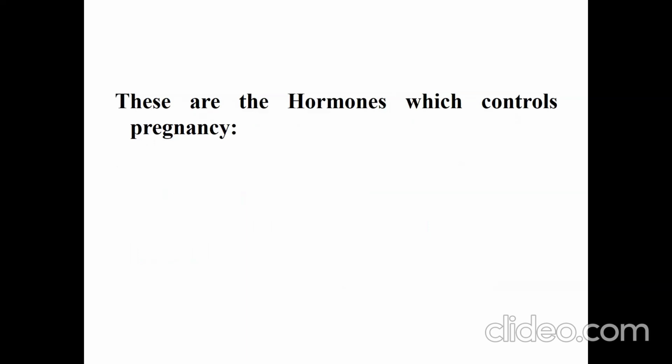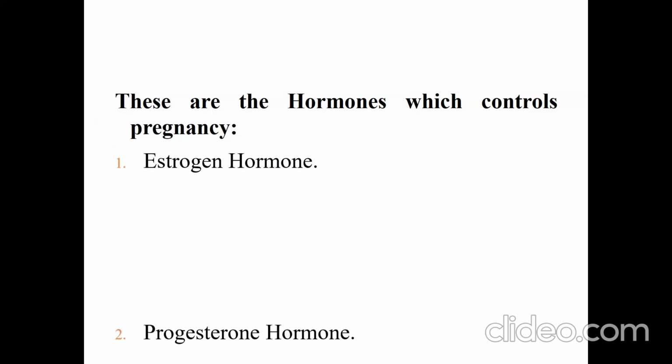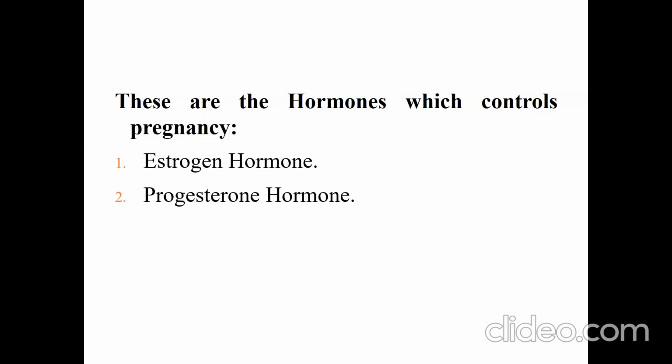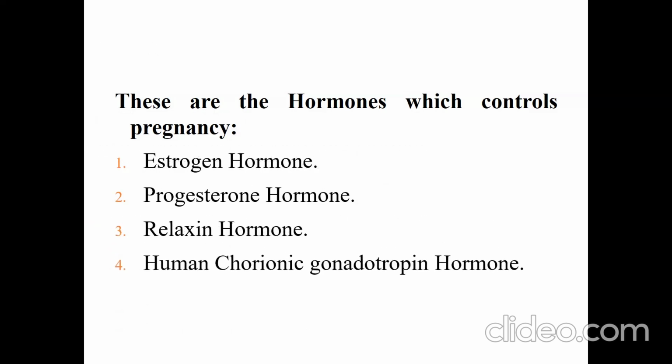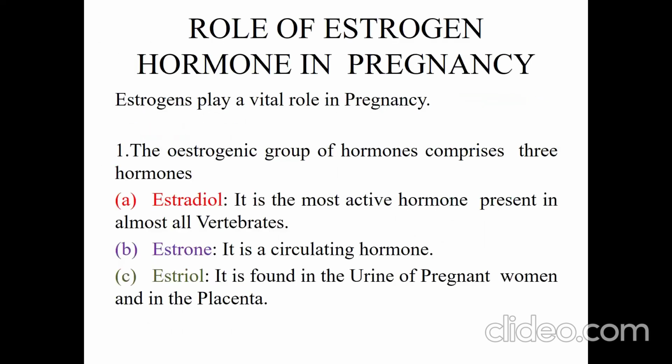There are certain hormones which control the pregnancy. Let us see what those hormones are. The first one is estrogen, the second is progesterone, the third is relaxin, and the last one is human chorionic gonadotropin. These are the four hormones which control the pregnancy. So what is the role of these hormones in the pregnancy?